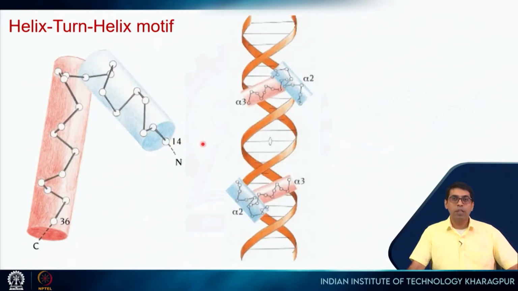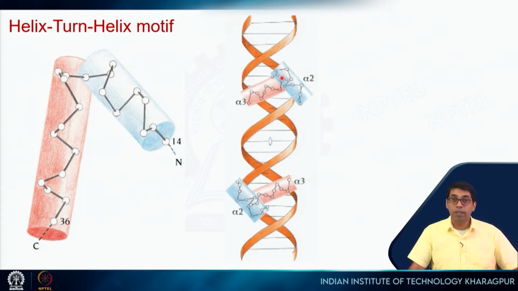So how does this look structurally? Structurally, it looks something like this, where we have a helix, right? This type of helix is called a DNA recognition helix. This helix will fit nicely into the major groove.